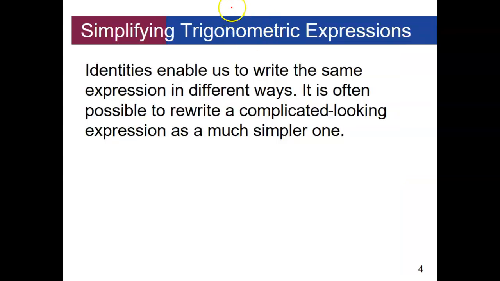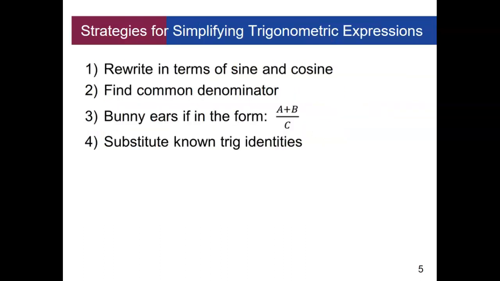Basically, identities are going to allow us to write that same expression in different ways. A lot of times it's possible and necessary to rewrite a complicated looking expression as a much simpler one. So we may start out with a really complicated one, and by substituting trig identities and simplifying, we can reduce it down to a much simpler expression.